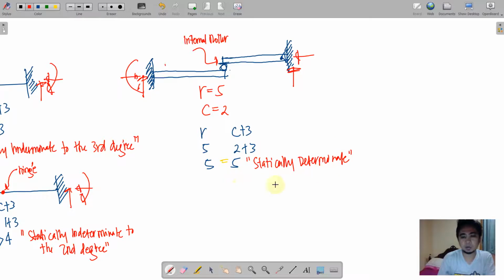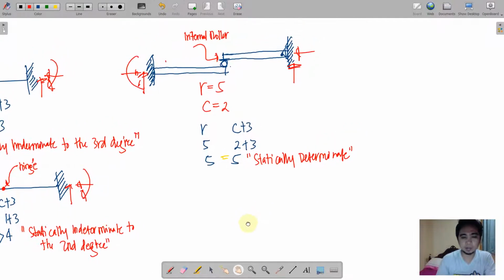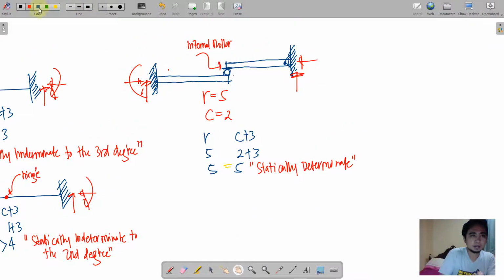Again, what do we mean by statically indeterminate? It is solvable by the 3 equilibrium equations. Okay, moving on to another problem. We have problem 7.